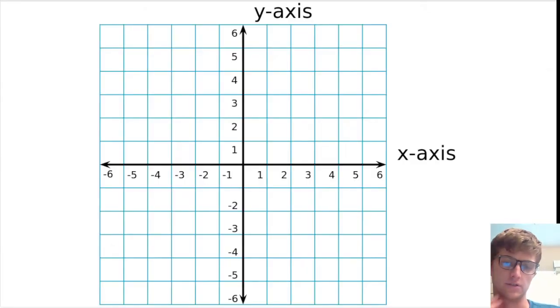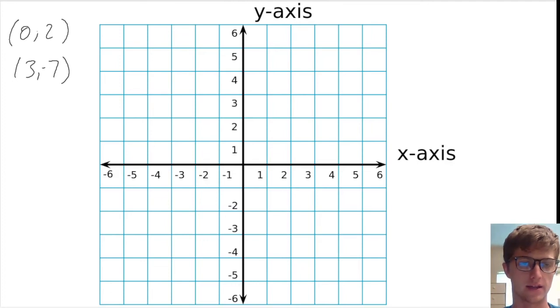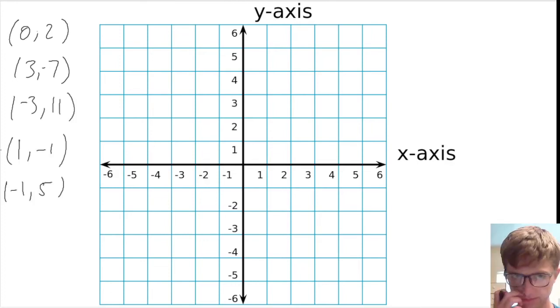Okay, so let's remember a couple of the points we did from last time. We had 0 and 2. We had 3 and -7. Those were the ones that were true. And let's write a few others. Okay, so let's go and graph all these points. So 0, 2: we find the 0, which is right here, and then we go 2 up.